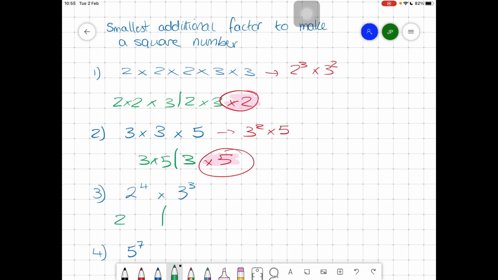2 to the power of 4, I can split into 2 squared and 2 squared. 3 to the power of 3, I'm going to struggle with, because I can do a 3 and a 3 on each, then I've got only 1 3 left. So I need that missing 3 again to become my missing factor. Again, it's just checking to see where these are even.